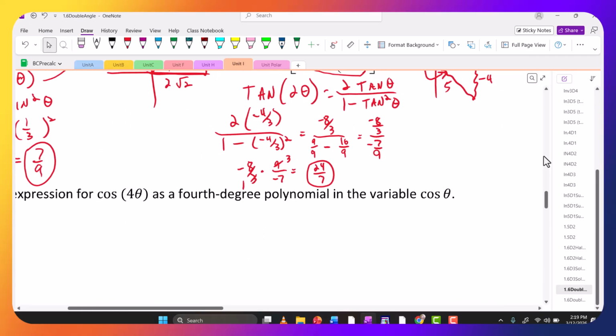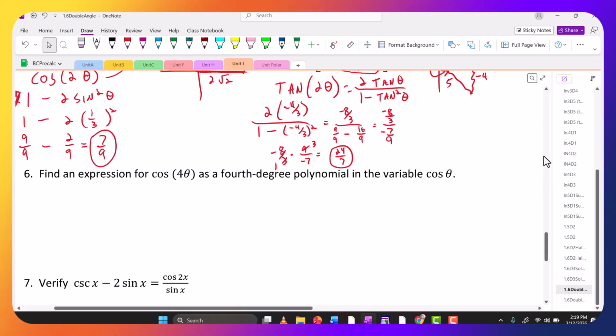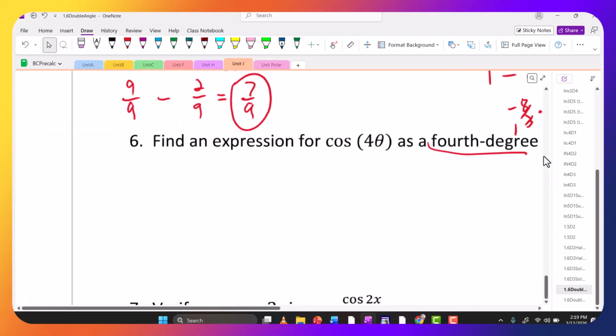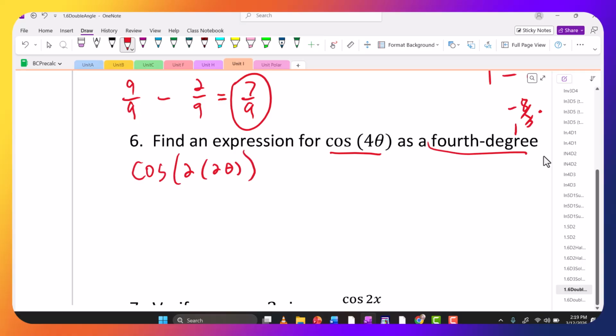All right, this one's a strange one. Look at this one. Find an expression for cosine of 4θ as a 4th degree polynomial in terms of cosine of θ. So first of all, I think I know where I'm going on this. I hope you understand what I start off with. Don't you agree that this is 2 times 2θ? Say yes. I like it because I have to leave this in terms of only cosine and it's got to be of θ.